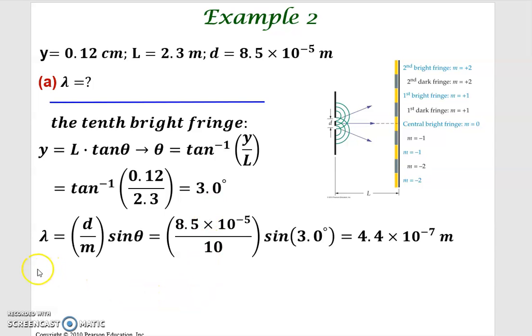Then you are going to use the condition for the constructive interference, but now you are going to calculate lambda. Originally the equation is m lambda equals d sine theta, but now you only focus on lambda. The m is 10, the separation d is also given here, and the angle is already found. So you can calculate that. The wavelength from the source is actually 4.4 multiplied by 10 to the negative 7 meter.